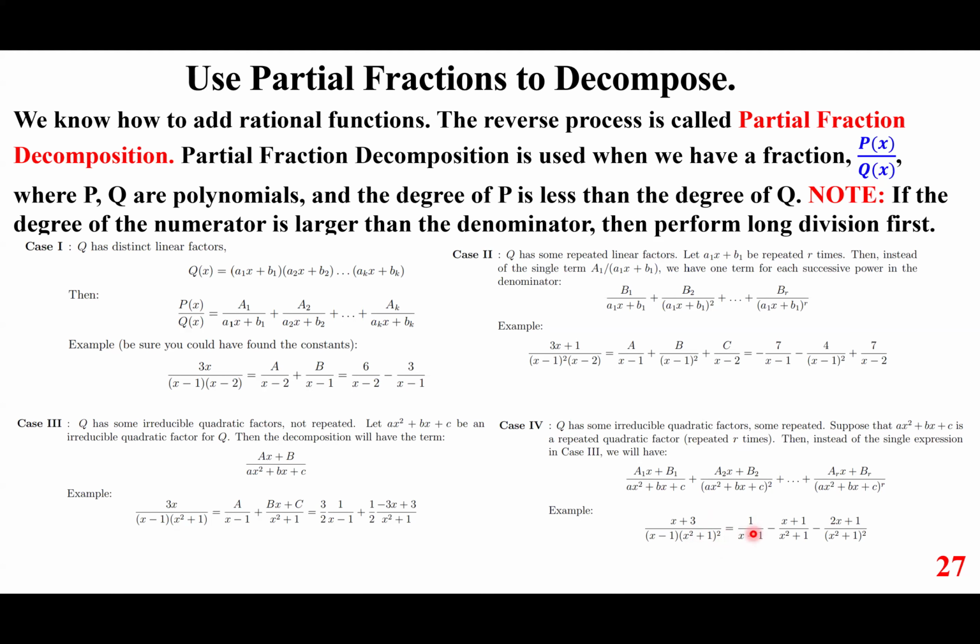This one is a over x minus 1, then this one you write as over x squared plus 1, and x squared plus 1 squared and so forth. Now, what do we mean by that? Well, let's look at a couple of examples to make some sense out of this.